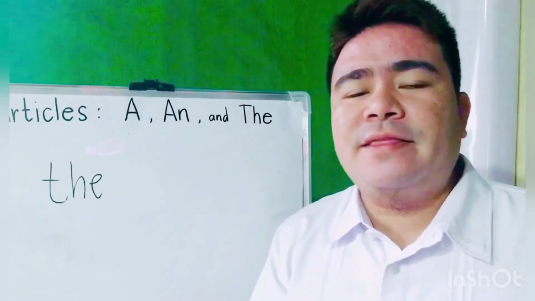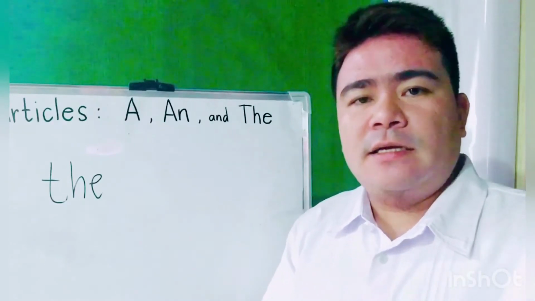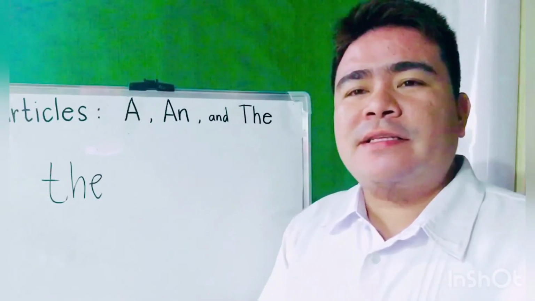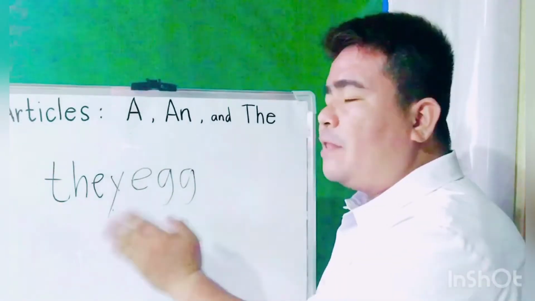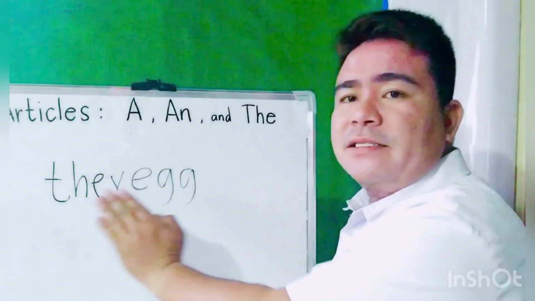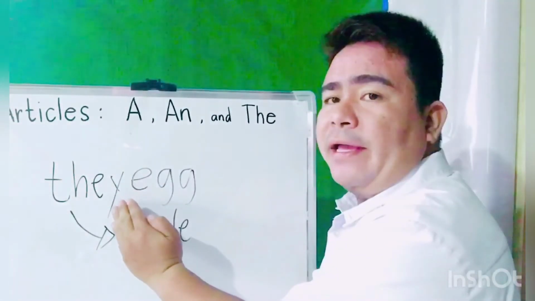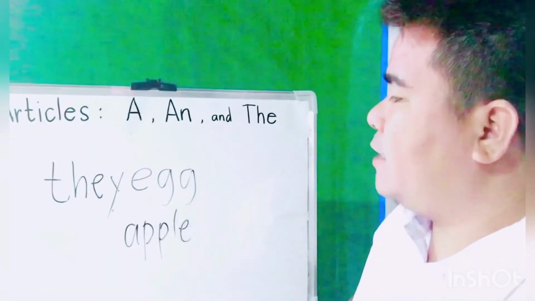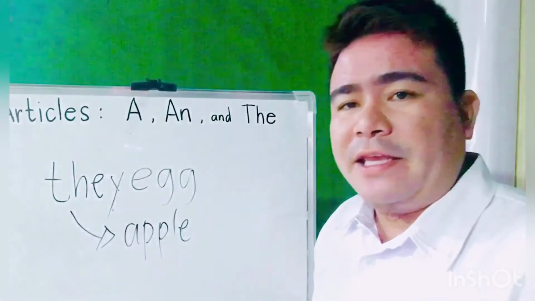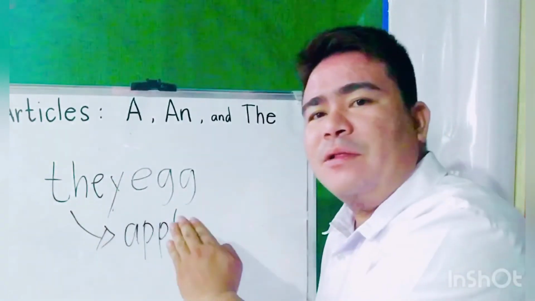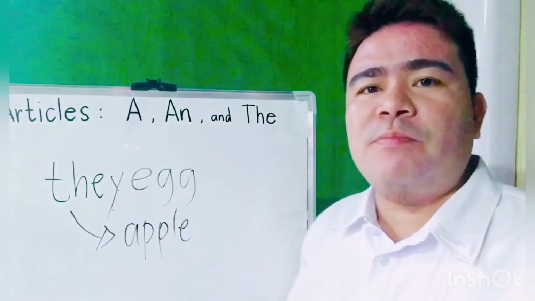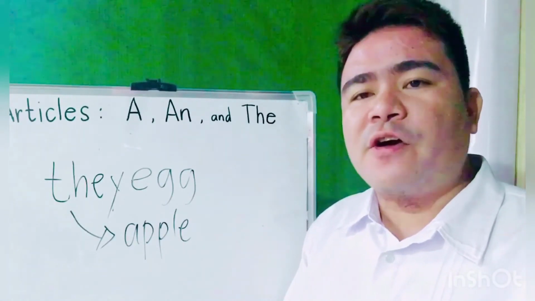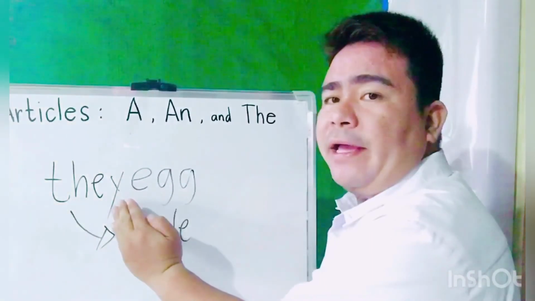On the other hand, we read the as "thee" if it's followed by a vowel sounded letter. For example, you can read this as "the yegg" for the egg. Put an invisible letter Y. Another example is the apple. So if it's followed by a vowel sounded letter, you read it as "thee". And of course, put an invisible letter Y in the middle.